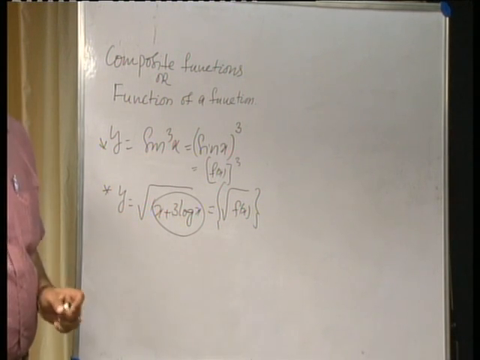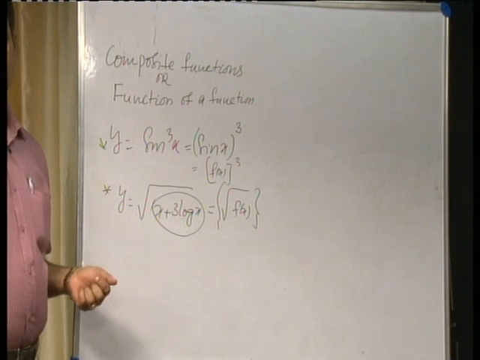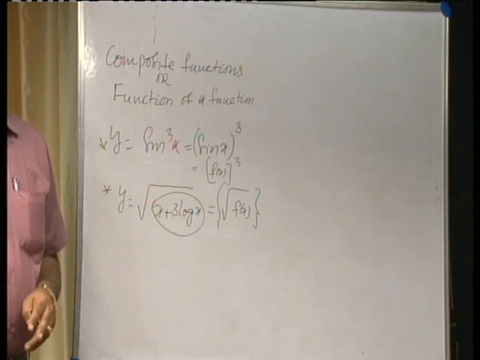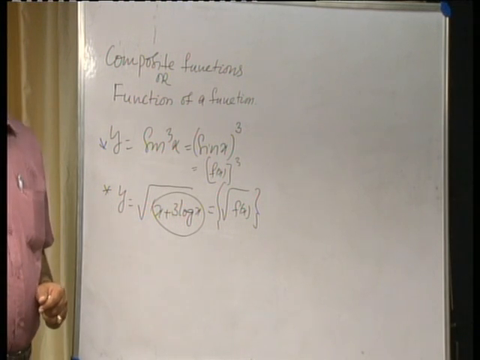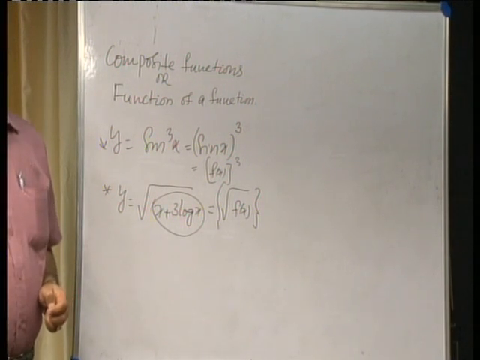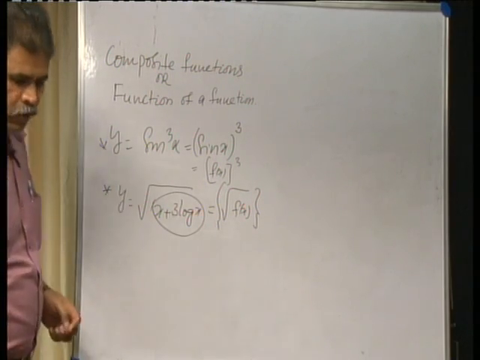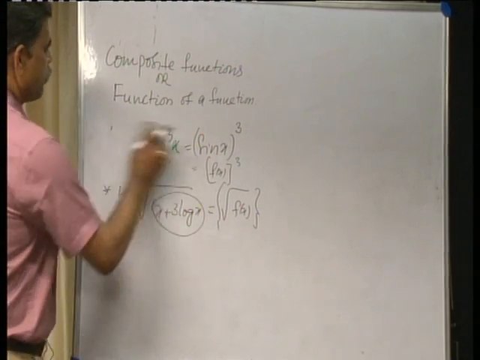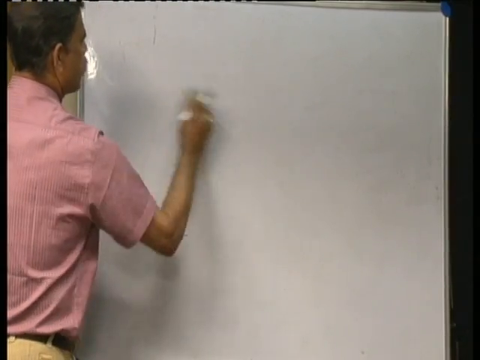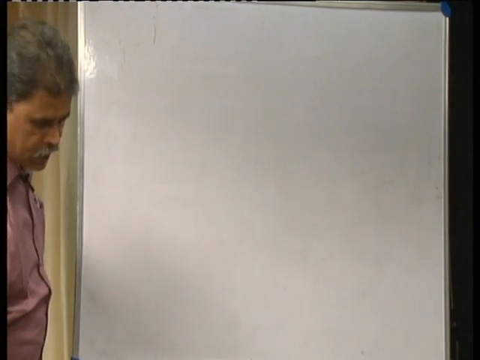So, in differentiation, this will be very important. It is important because if you are able to understand this concept, definitely you can do all the other types of differentiation very easily. Then let us discuss how to find the derivative of such a composite function or function of a function.